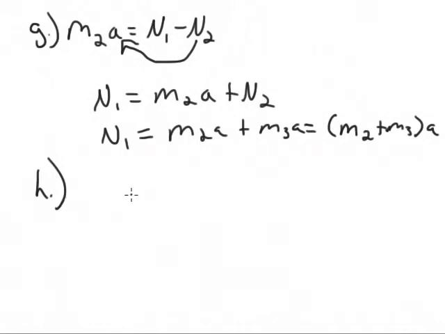So the net force on M2 is just N1 minus N2. So it'll just be M2A equals, well, yeah, that's all that is right here. We could rewrite it a different way, but we already knew that. This was sort of just a definitional thing.